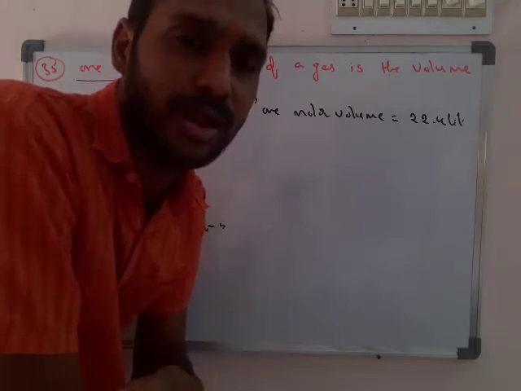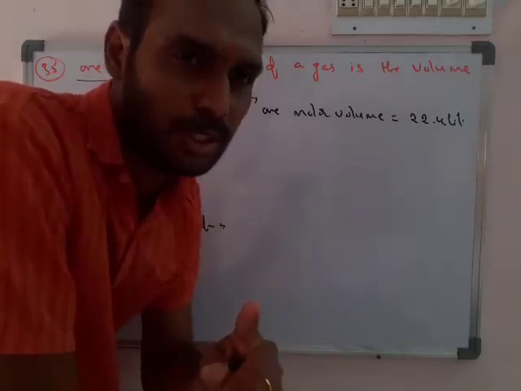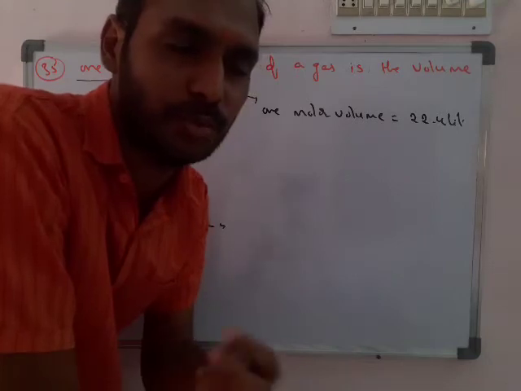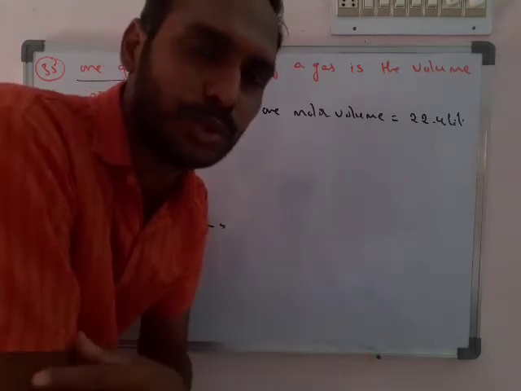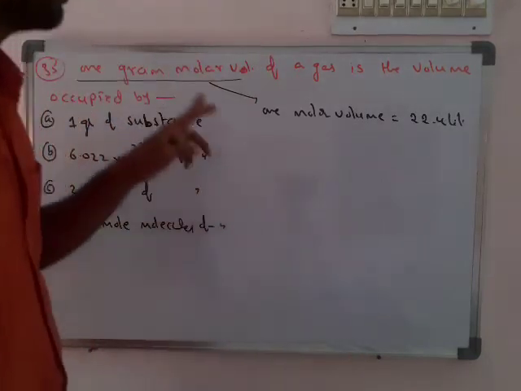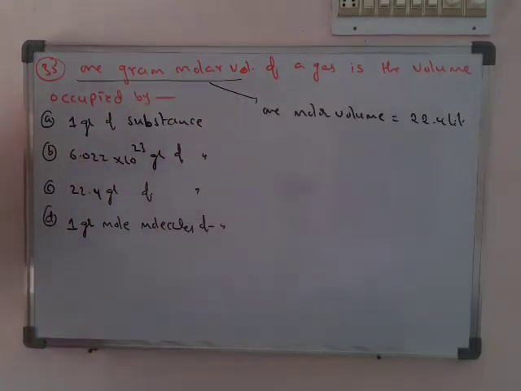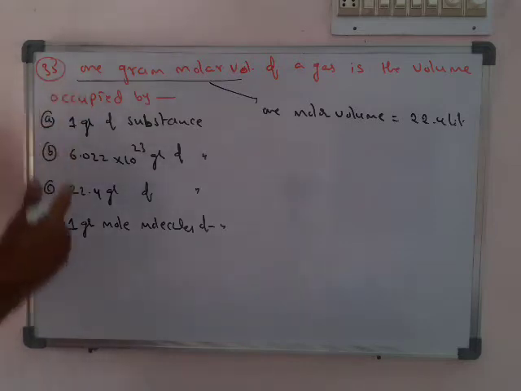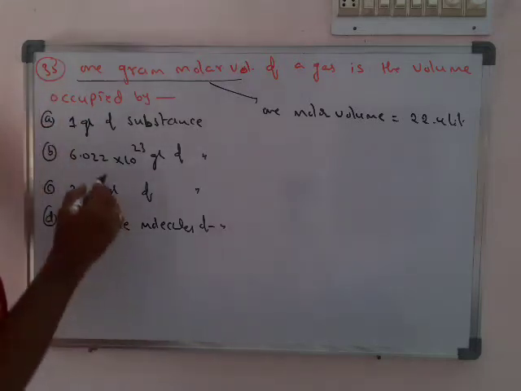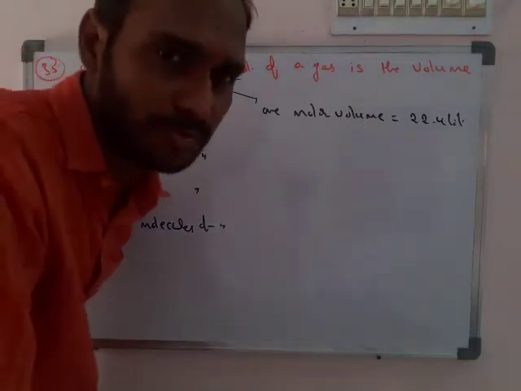Here, if 1 molar volume is given, it means 1 mole is given. That is nothing but 22.4 liters. 2 molar volumes means 2 into 22.4 liters. Here what is given is 1 gram molar, so 1 gram molar volume means 22.4 liters. So 22.4 liters are always occupied by what? 1 mole of substance.